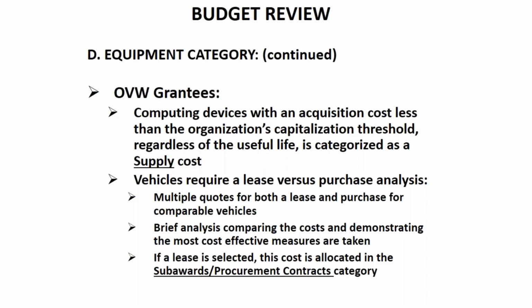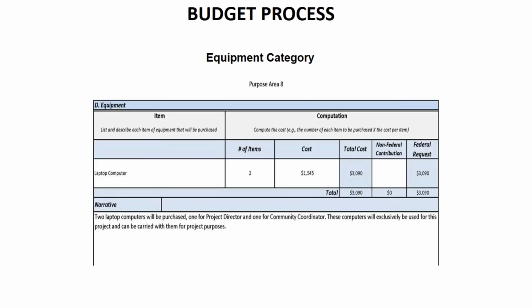Thank you, Suella. So in the equipment category, you need to list out the equipment you're actually purchasing, the number of pieces of equipment you're purchasing, and the actual cost. And then as always, you want to include your narrative of what you're purchasing, the cost of them, how this equipment is going to support your grant program, and you need to let us know also in the narrative what your organization's policy is for capitalization of this equipment.